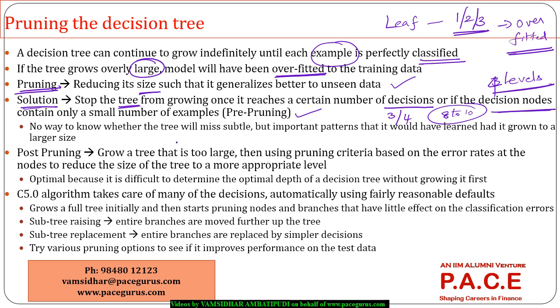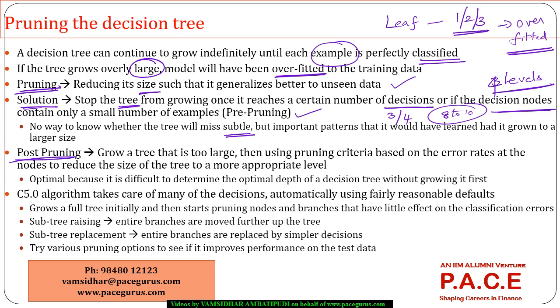So here the drawback is we will really not be able to know, by doing this kind of a split, whether some important information will be missed by the tree. Some important patterns would not be understood by the tree because the size of the tree is very, very small. So that point we would be completely missing out if we are doing a pre-pruning of the tree.